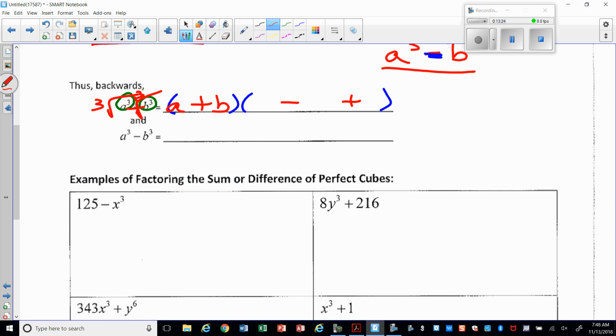All right, and then over here, I'm going to square this first term, so that will be A squared. I'm going to multiply the two terms together, so that would be AB, and then I'm going to square the last term there, so I get B squared.